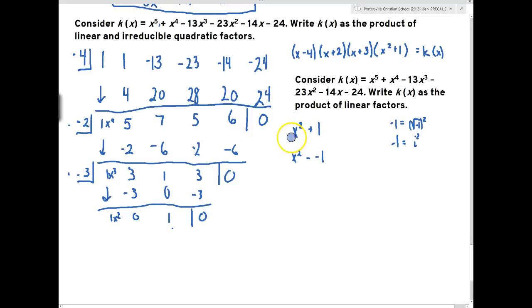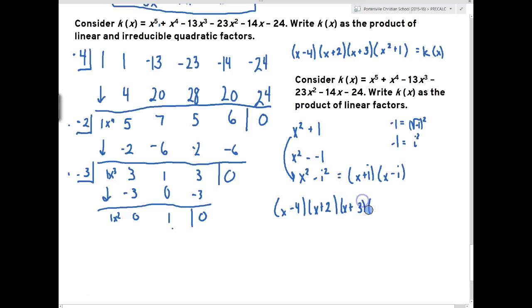So we could rewrite this whole thing as x squared minus i squared. So to factor that out, we would get x plus i, x minus i, and we can just rewrite this whole thing as all linear factors. So x minus 4, x plus 2, x plus 3, and then x plus i, x minus i, that's equal again to our k of x, and that's what they were asking for. It's all linear factors, so that's my answer.